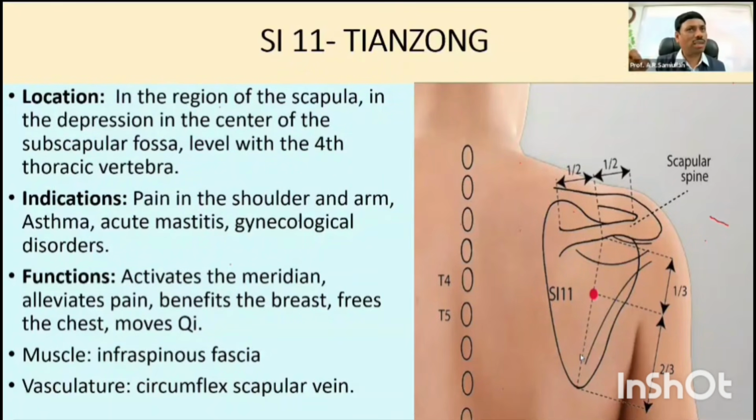known as SI 11, a single point that will help treat all breast-related disorders. Any kind of breast problem, you can add that point as well. The point is the Tian Chung point. SI 11 is at the upper one-third, on the level of the fourth thoracic vertebra, where this point is located.